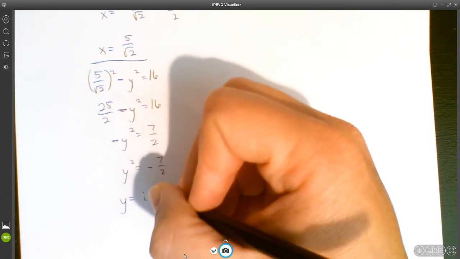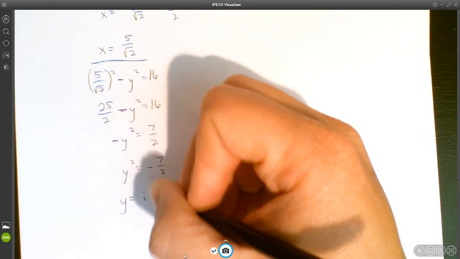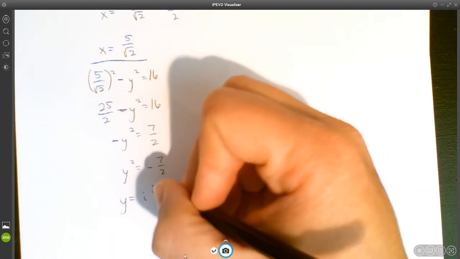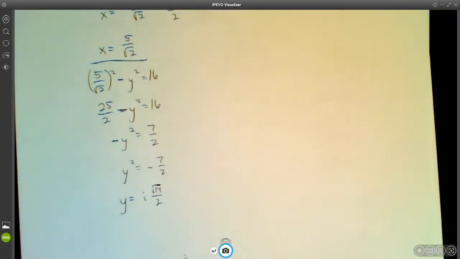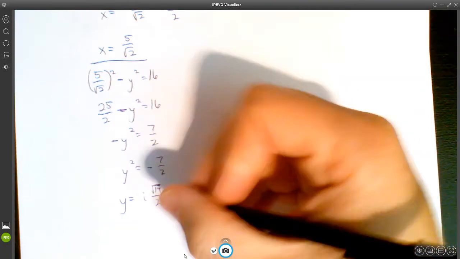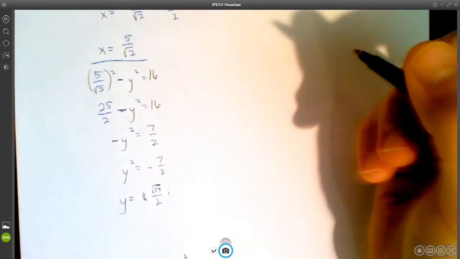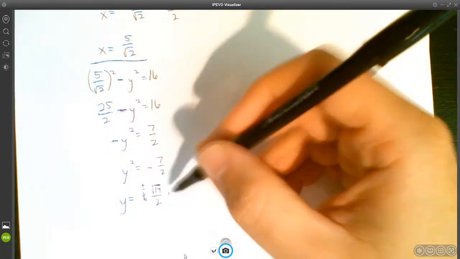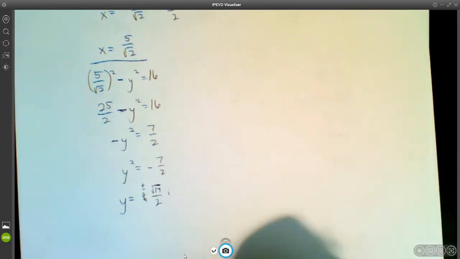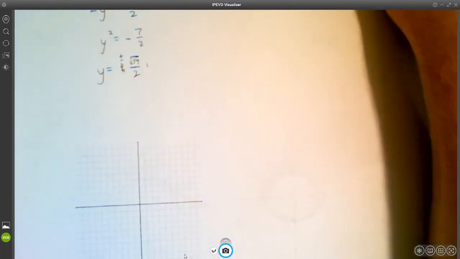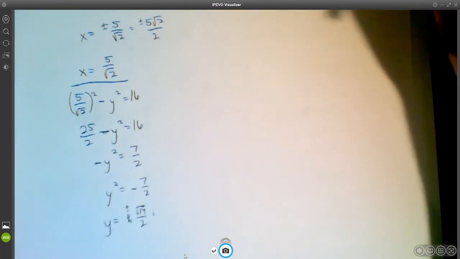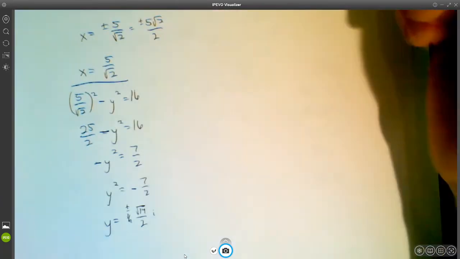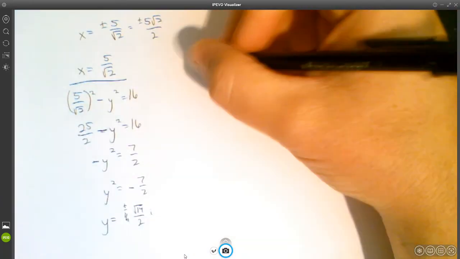i times root 14 over 2. Or I guess root 14 over 2i. But anyway, plus or minus root 14 over 2i. But this is not a real solution, so it's not going to show up in our plane down here. I mean, they're still solutions nonetheless. So I guess I'll still list them as solutions.